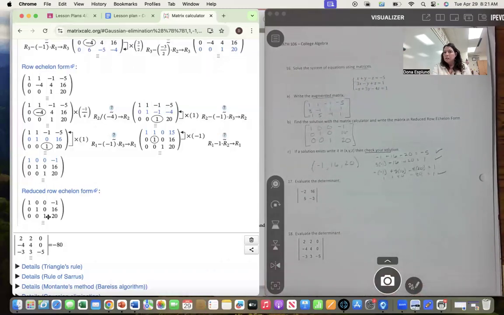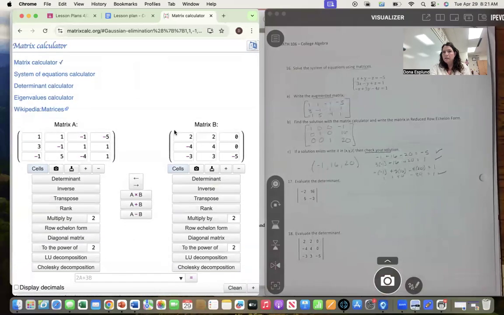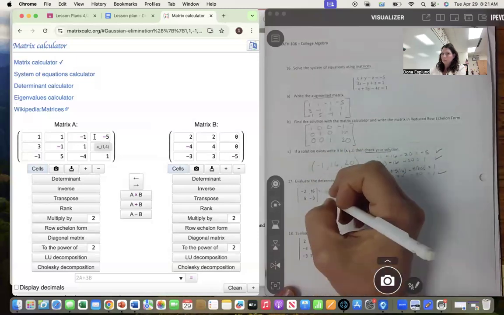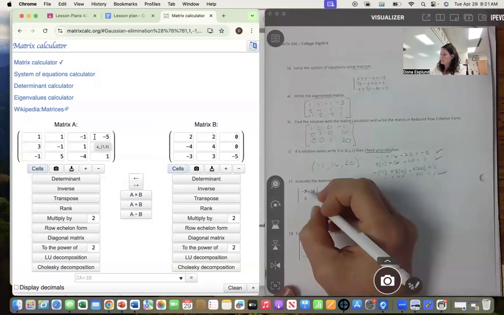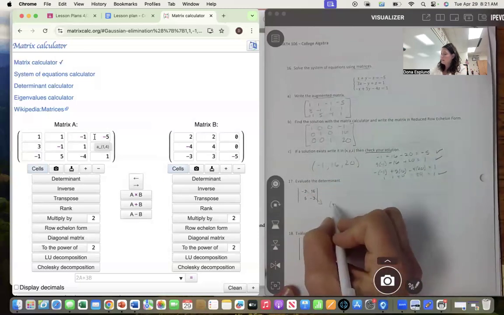Now, keep in mind, I can also do that in my matrix calculator. So I actually have the second one up. Let me show you how to do the determinant algebraically, and I'd like you to show your work. So diagonally, you're going to start. We go down first, and we're going to take -2 times -3.